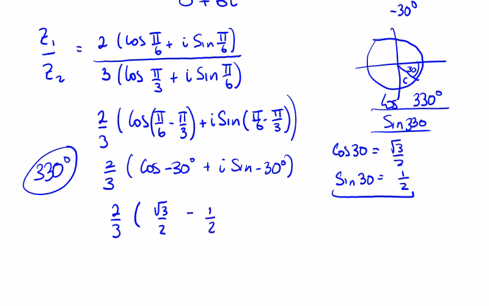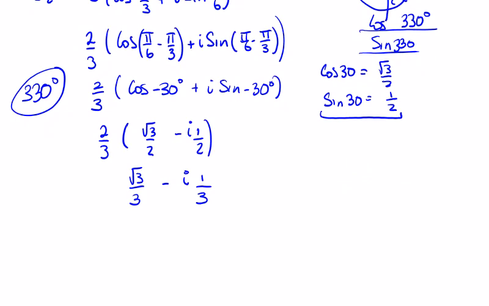a half times i. So we're going to get 2 over 3 by root 3 over 2, which is root 3 over 3. And then we're going to have minus 2 over 3 by 1 over 2, which is minus i times 1 over 3. If you want to simplify this, you could say this is going to be 1 over root 3 minus i over 3. So nice easy questions, these multiplication and division questions.